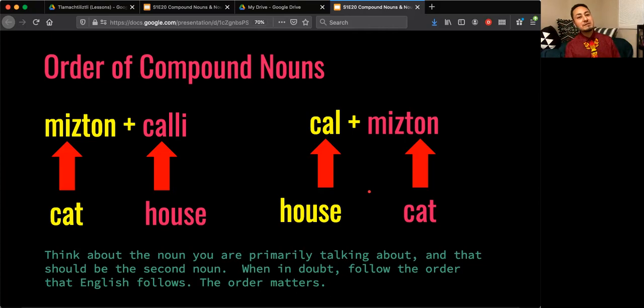But I have seen somebody do something like this, siwatlit. Siwatlit would not make any sense because you're saying woman fire, which doesn't make sense in Nahuatl. So you need to really think about it. But if you have trouble thinking about what order it should be, just follow the order that you would say it in English, and it pretty much matches in Nahuatl.